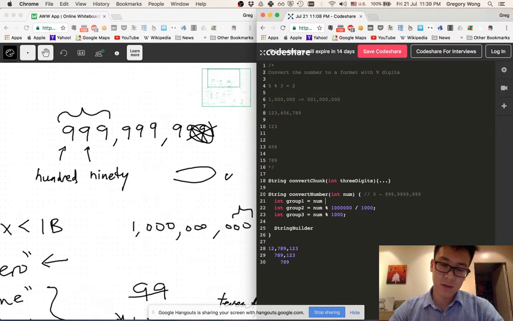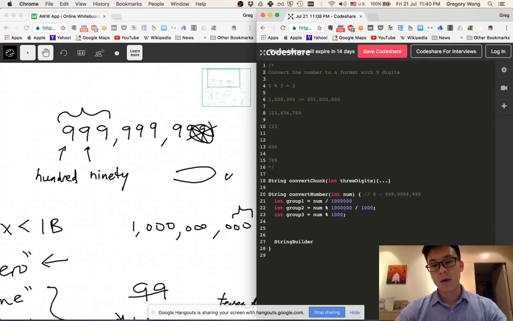Group 1, it's the number divided by 1 million. Essentially, you're trimming off the last 6 digits. Yeah, and then so basically, these numbers will either be 0 if there's nothing there. So convertChunk.